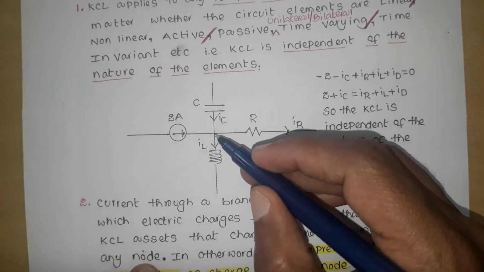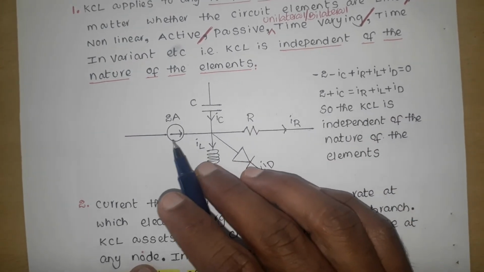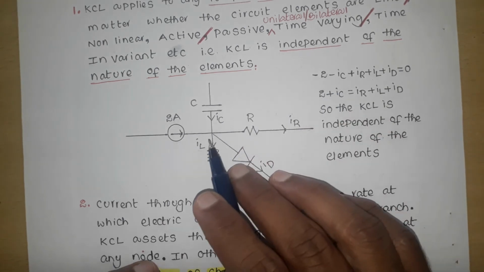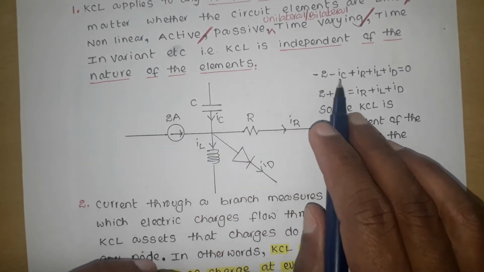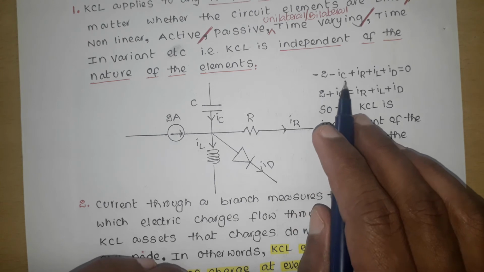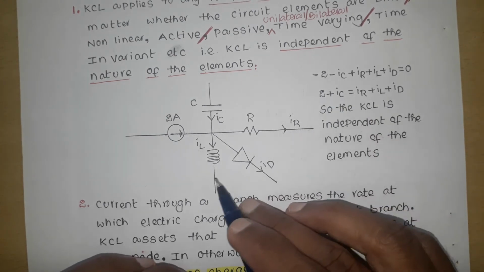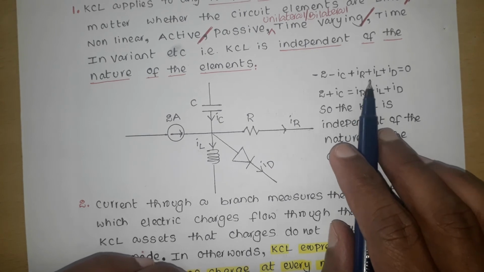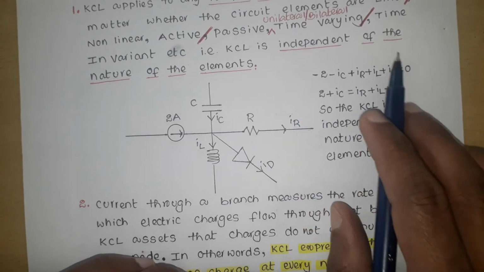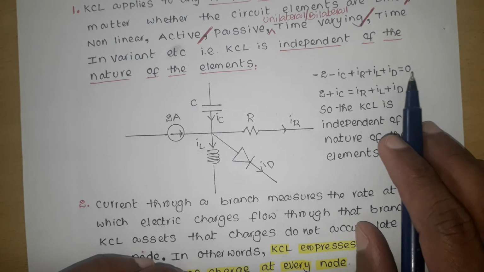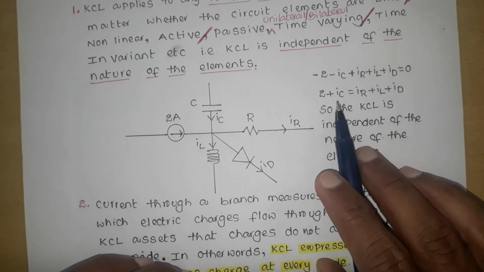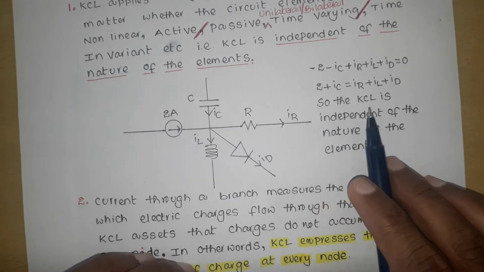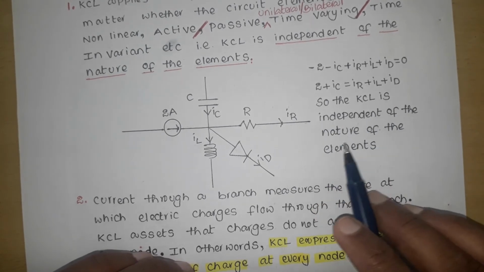So if we write KCL at this node, minus 2 minus IC, because those are the currents coming towards the node. For currents coming towards the node, take a negative sign. IR, IL and ID are leaving, so take a positive sign, plus IR plus IL plus ID. The algebraic sum of leaving currents is 0, so equate that to 0. So here 2 plus IC equals IR plus IL plus ID. So KCL is independent of the nature of the elements.